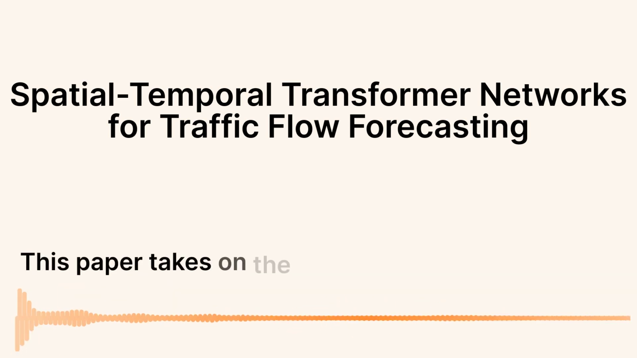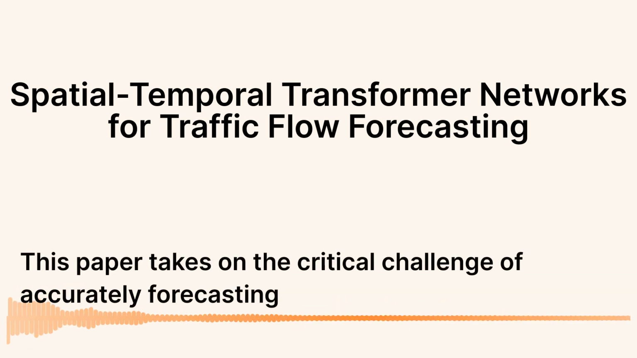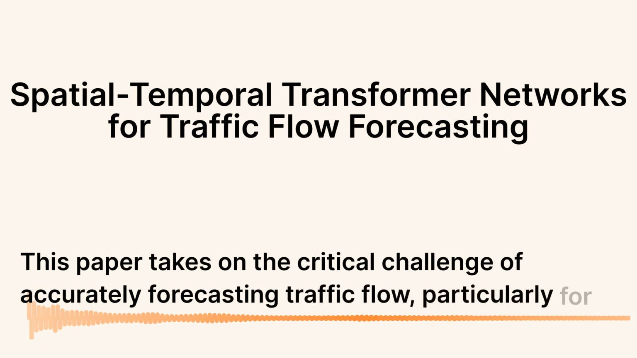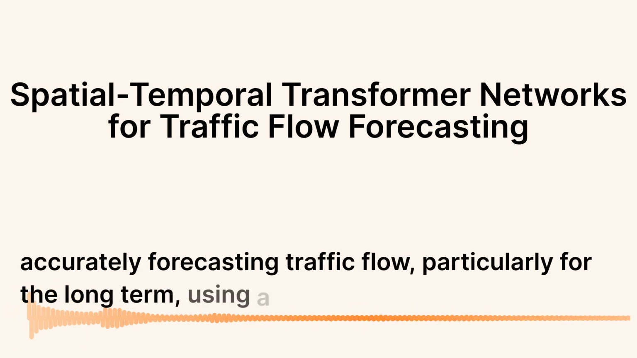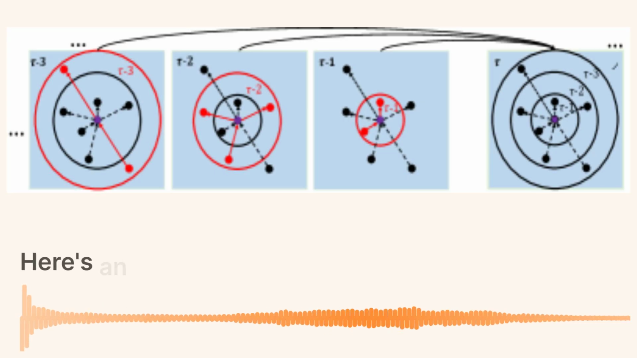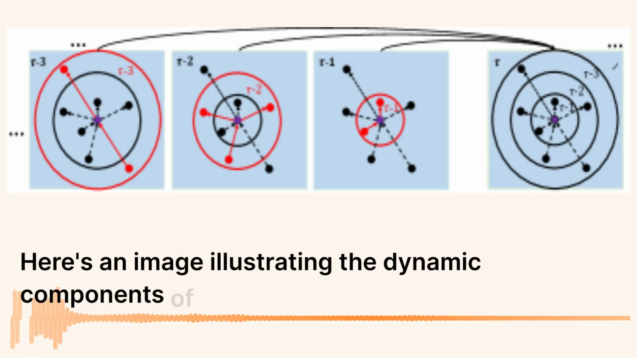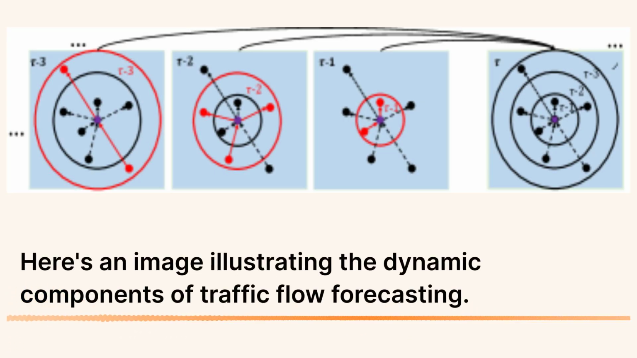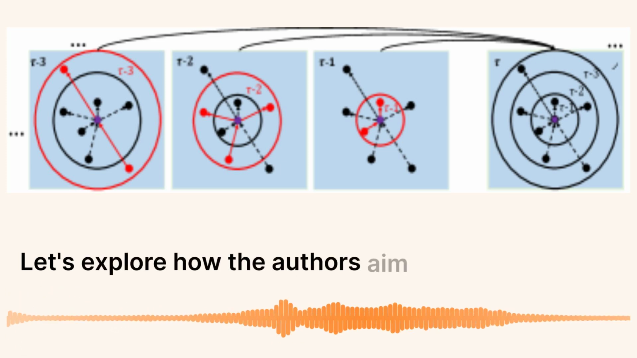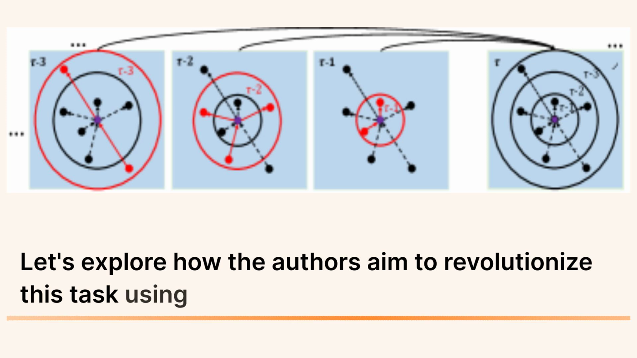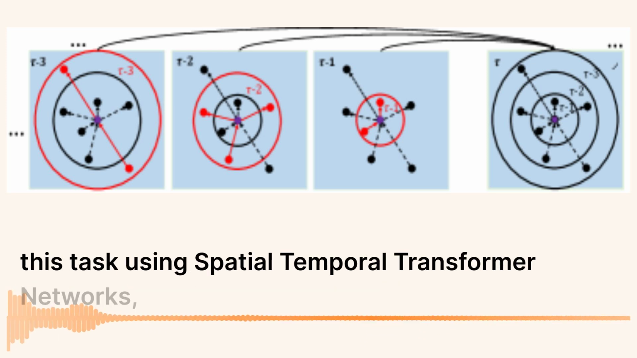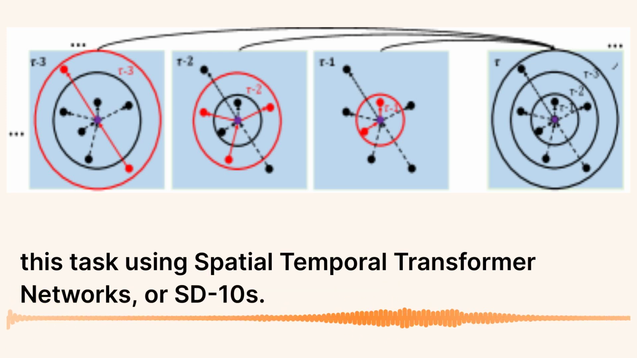Today, we're uncovering an exciting research paper, Spatial Temporal Transformer Networks for Traffic Flow Forecasting. This paper takes on the critical challenge of accurately forecasting traffic flow, particularly for the long term, using a cutting-edge approach. Here's an image illustrating the dynamic components of traffic flow forecasting. Let's explore how the authors aim to revolutionize this task using spatial temporal transformer networks, or STTNs.